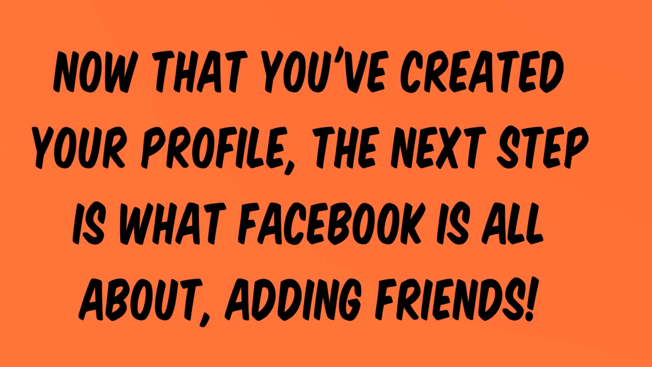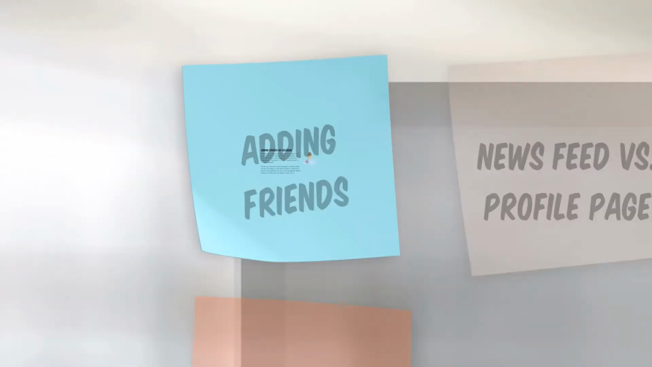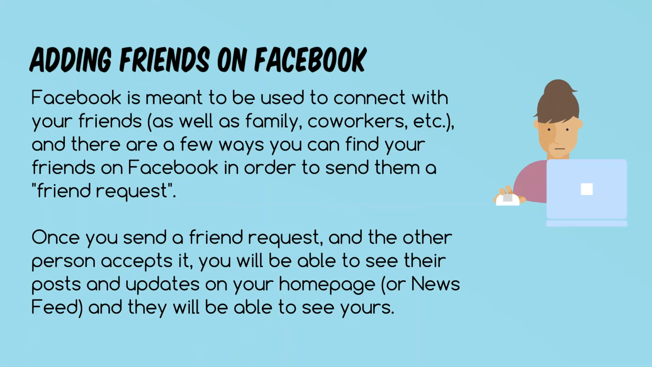So now that we've created your profile, the next step is what Facebook's all about, like we talked about, and that's adding friends. So adding friends on Facebook, Facebook is meant to be used to connect with your friends, as well as family, coworkers, etc. And there are a few ways you can find your friends on Facebook in order to send them a friend request. Once you send a friend request and the other person accepts it, you will be able to see their posts and updates on your homepage or newsfeed, and they will be able to see yours as well.